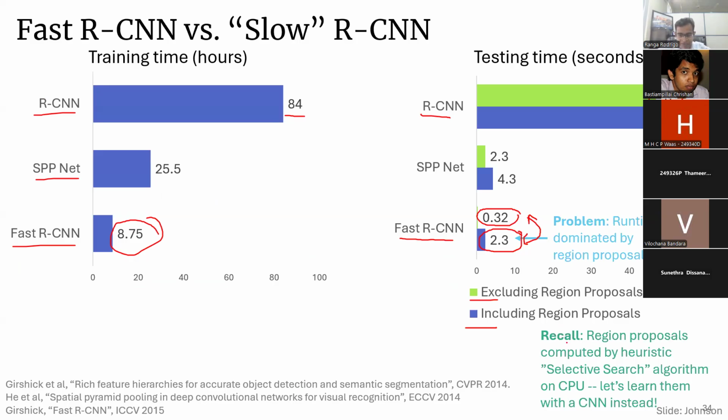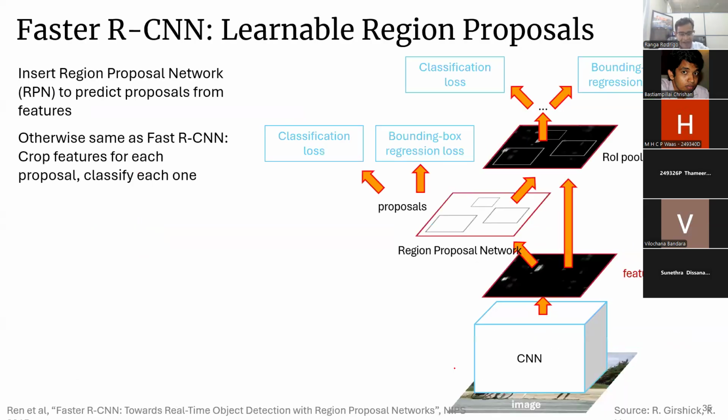Recall region proposals are computed by the heuristic selective search algorithm on CPU. The idea is now we can learn them with the CNN itself. That's the next step, and that gave rise to faster RCNN, the third iteration, the culmination of this line of work: RCNN, fast RCNN, faster RCNN. This is still a very good object detector.